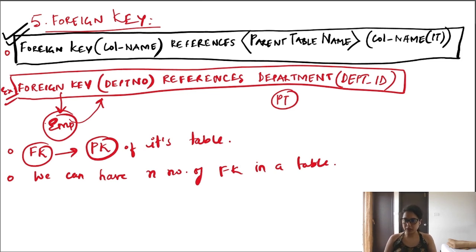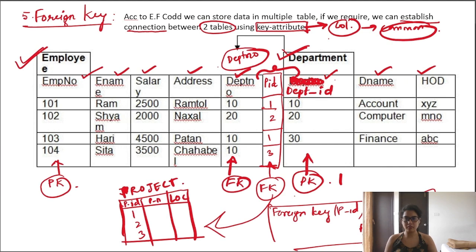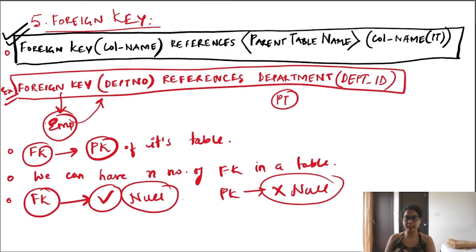Now coming to the fourth thing, foreign key accepts null, but remember, your primary key doesn't accept null, right? So keep in mind, in a foreign key column we can have a null value. Suppose here there is no value, so Hari is not associated with any project, so it can have a null value. Now the fifth point is that foreign key can have duplicates also.